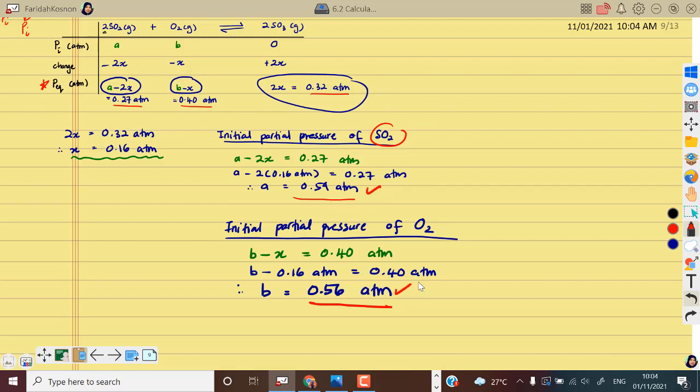Jadi, sekarang ni isunya, bila nak menyelesaikan soalan-soalan melibatkan equilibrium, kita kena fahamkan soalan.